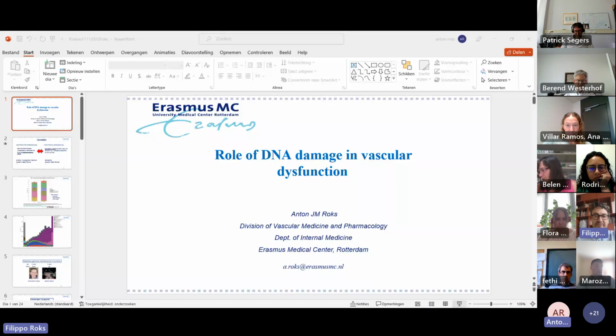the vascular function. And one of the main causes of aging is DNA damage. And I think many of you are already aware of that.